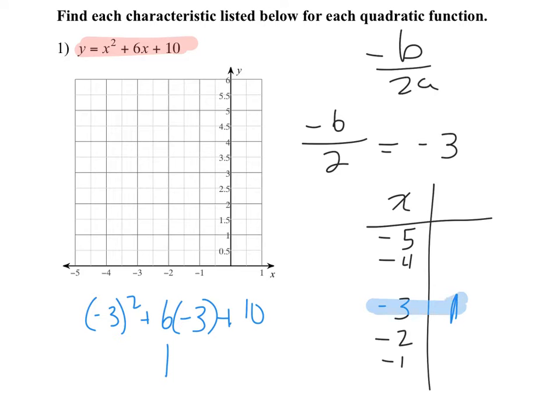Let me clear that up. It's 1. Here's my point on my graph: negative 3, 1. Now I can plug in my next points. When I plug in negative 2, I will be left with a positive 2. And because of my symmetry, I will also have a y-coordinate of 2 when x equals negative 4. So here are my next 2 points.